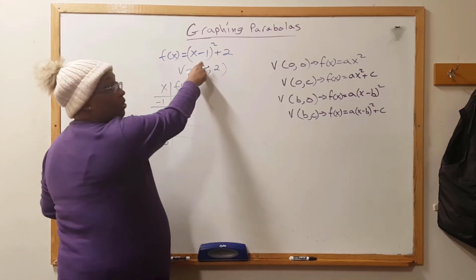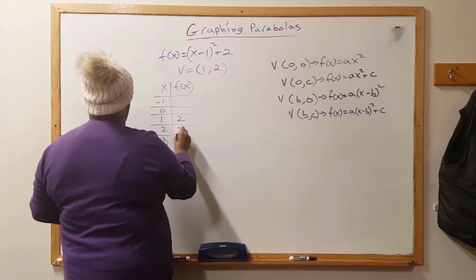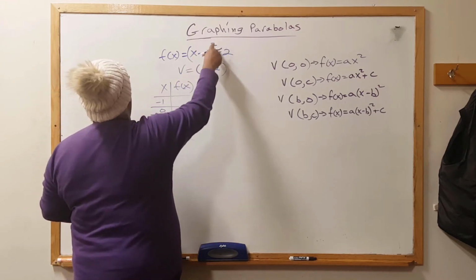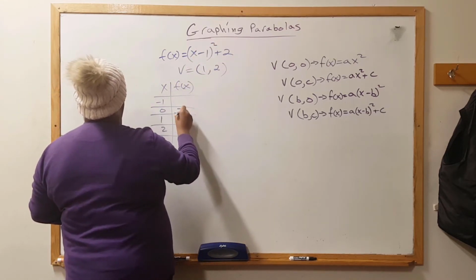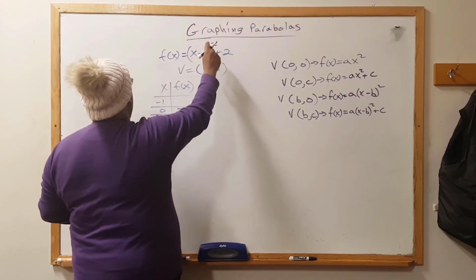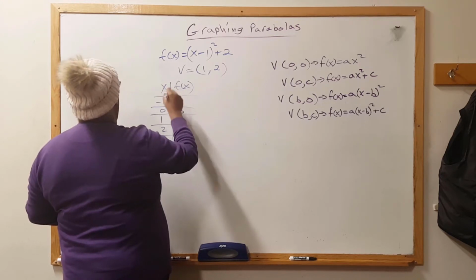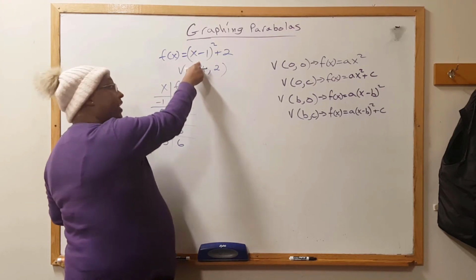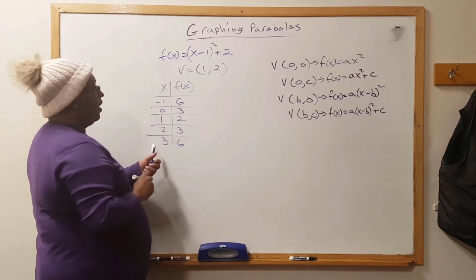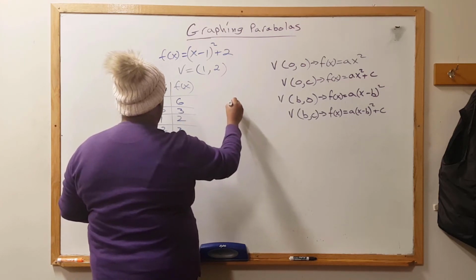2 minus 1 is 1, 1 squared is 1, plus 2 is 3. 0 minus 1 is -1, squared is 1, plus 2 is 3. 3 minus 1 is 2, 2 squared is 4, 4 plus 2 is 6. -1 minus 1 is -2, squared is 4, plus 2 is 6. So now we can make our table. I have our table, we can make our graph.